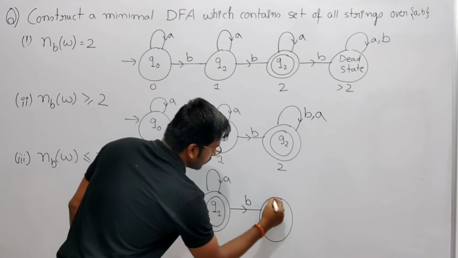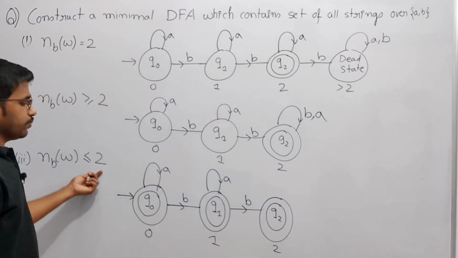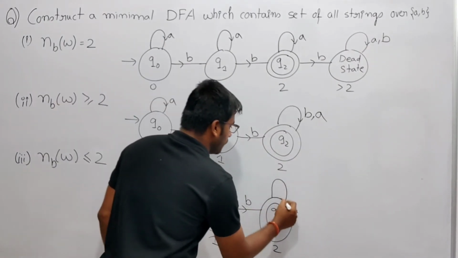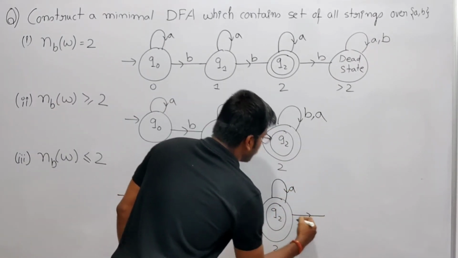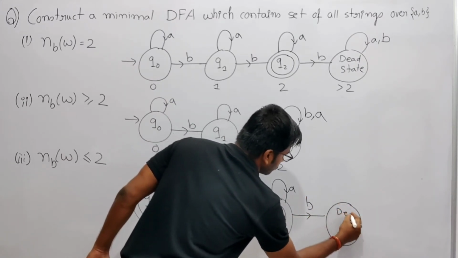Now any number of A, I will keep a loop because again it's not going to reflect anything. By B, Q2, number of B is 2, which is smaller than or equal to 2. 0 is allowed, 1 is allowed, 2 is allowed. Any number of A, keep a loop. Now by getting B again, it will go to the dead state.